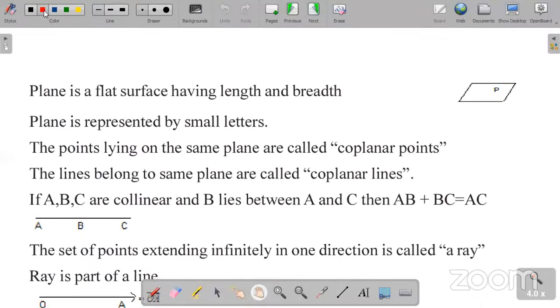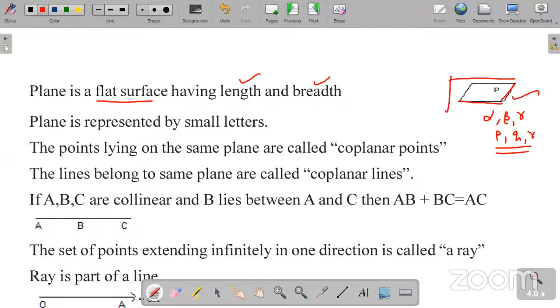A plane is a flat surface having length and breadth. This is an example of a plane. A plane is a flat surface. A plane is represented by small letters. I already told you, alpha, beta, gamma, or small p, small q, small r. You can represent it like that.